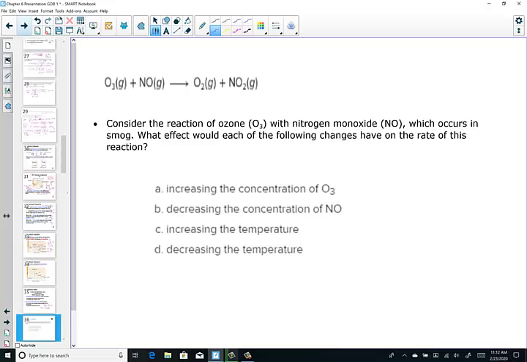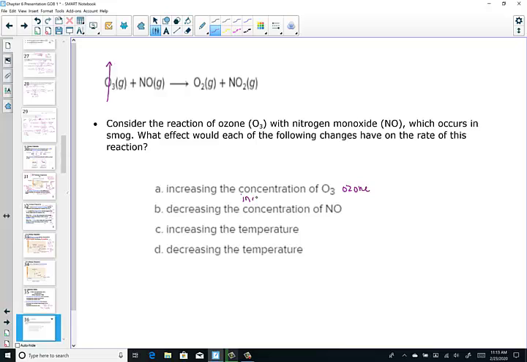Let's look at this reaction in which ozone reacts with nitrogen monoxide, NO, and it occurs in a photochemical reaction to produce smog. What effect would each of these following changes have on the rate of this reaction? All right, well, let's take a peek at letter A. If we increase the concentration of ozone, O3, ozone. In letter A, it says, let's increase the concentration of a reactant.